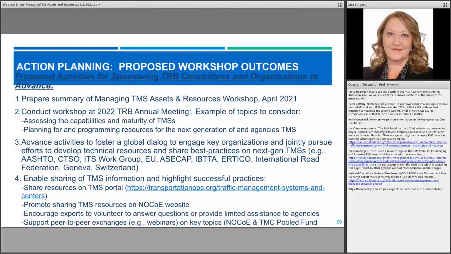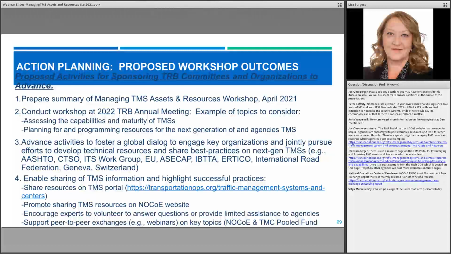Our goal is to look forward to 2022 to conduct a follow-up workshop. We're looking at topics for that, a few different suggestions there are on the screen. Assessing the capability and maturity, as well as planning and programming resources for the next generation of agencies' traffic management systems. So if you have ideas or thoughts on those, please let us know, and we'll actually have the call for volunteers here shortly within this part of the presentation.